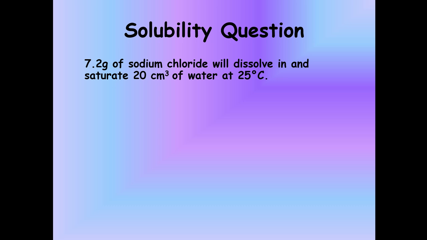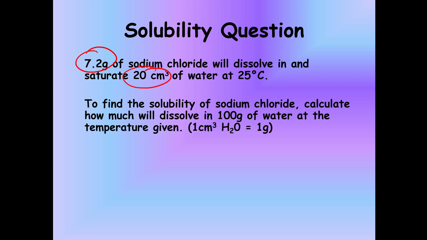So remember your definition for solubility. It is the mass of solute that will dissolve in 100 grams or 100 cubic centimeters of water at a particular temperature. And the question here asks very simply, based on the information in the question, what would the solubility of sodium chloride be? So we've said there's 7.2 grams that will dissolve in 20 cubic centimeters. Essentially what we're asking is, how many grams will dissolve in 100 grams of water or 100 cubic centimeters?